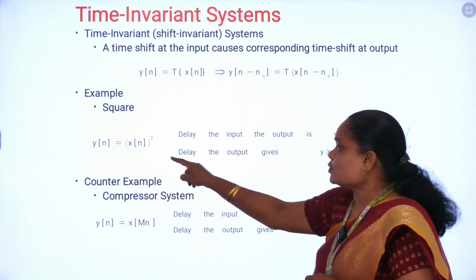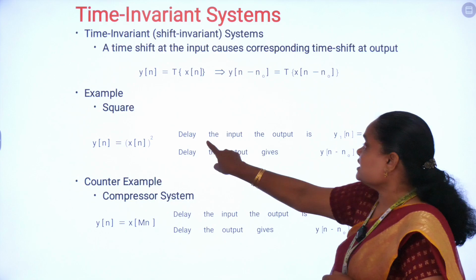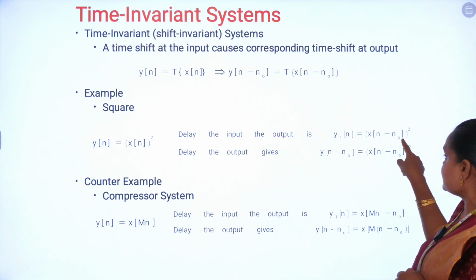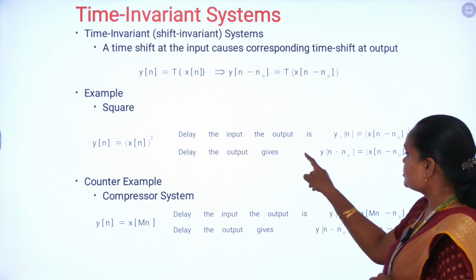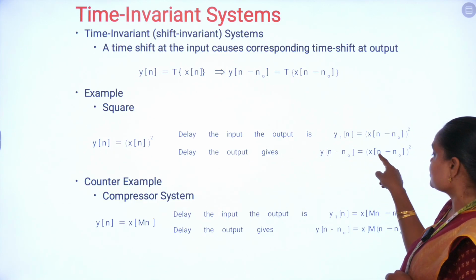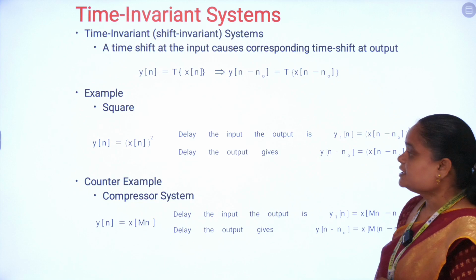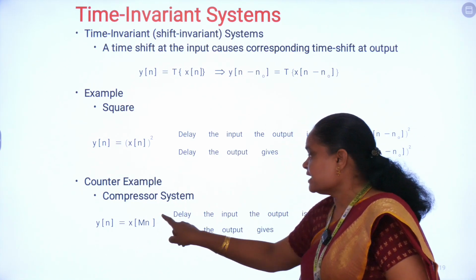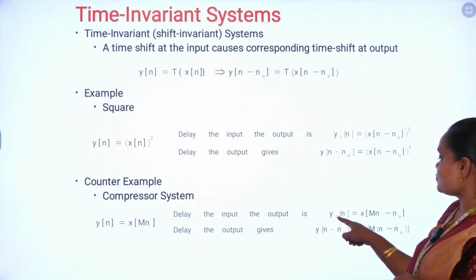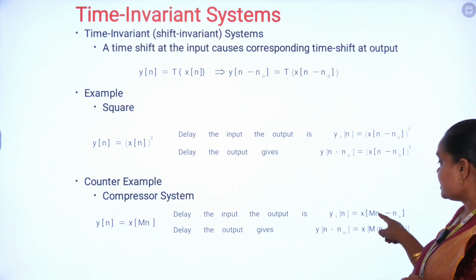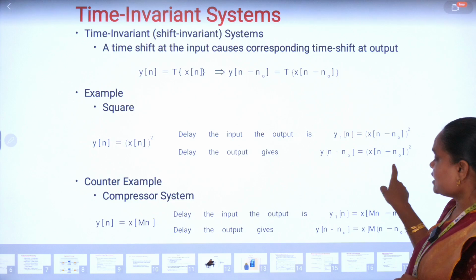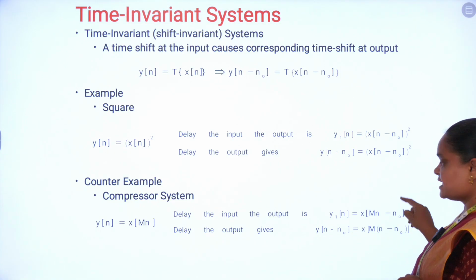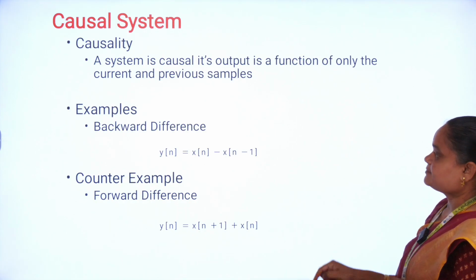And then an example is the square, y of n is equal to x of n square. Delay the input, the output is y1 of n is equal to x of n minus n naught, whole square. Delaying the output gives y of n minus n naught is equal to x of n minus n naught whole square. A similar example is the compressor system, y of n is equal to x of Mn. Delay the input, the output is y1 of n is equal to x of Mn minus n naught. In the output, y of n minus n naught means x of n minus n naught. So this is a time invariant system.